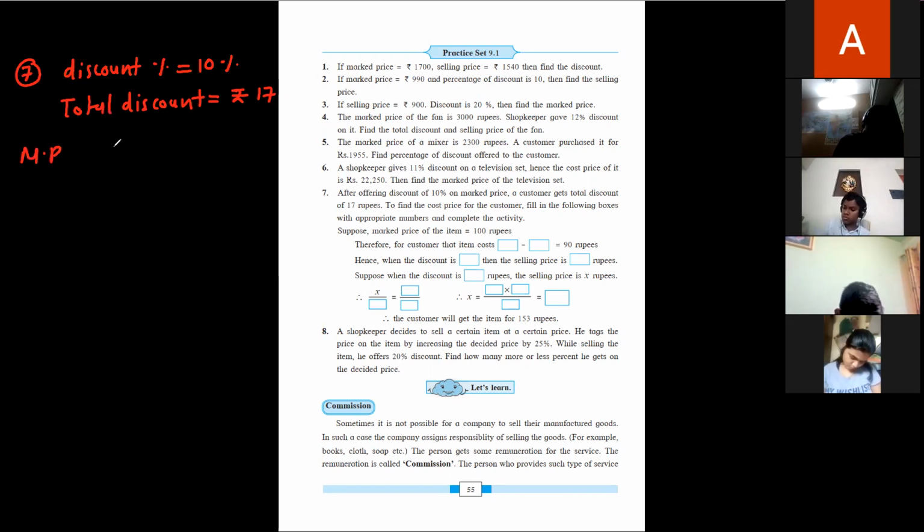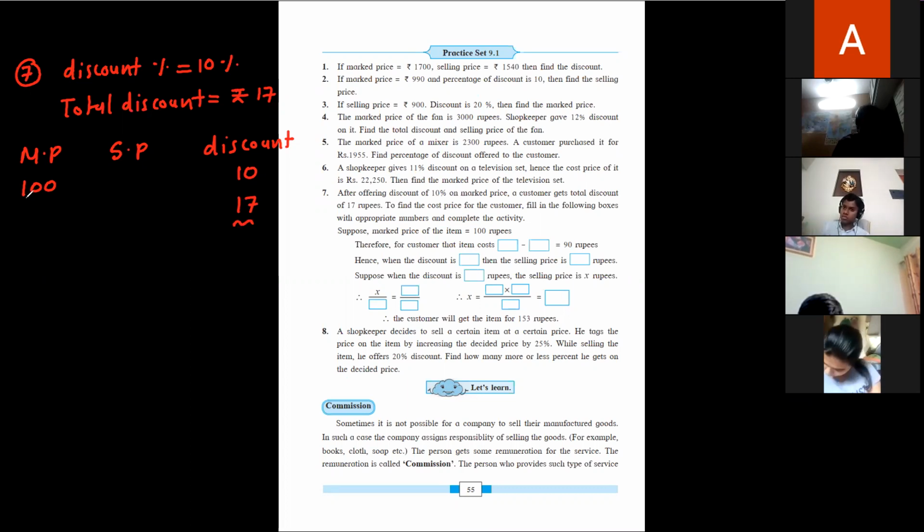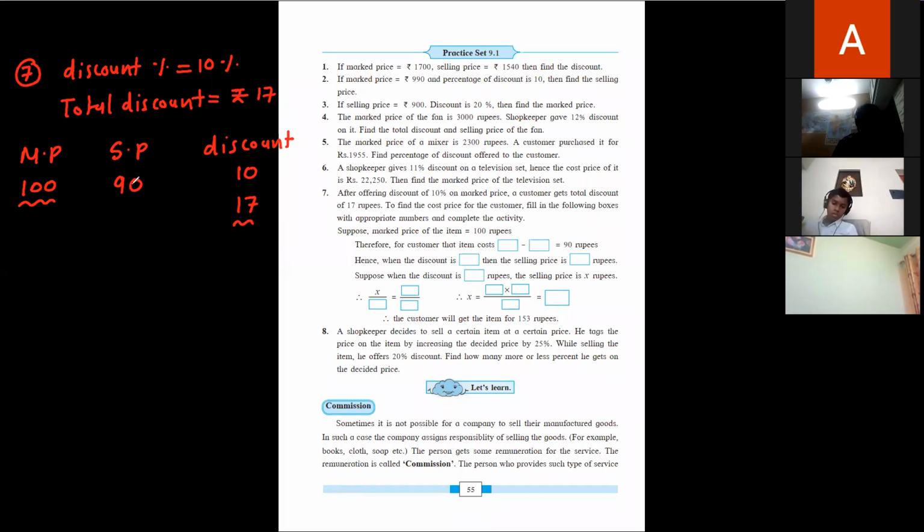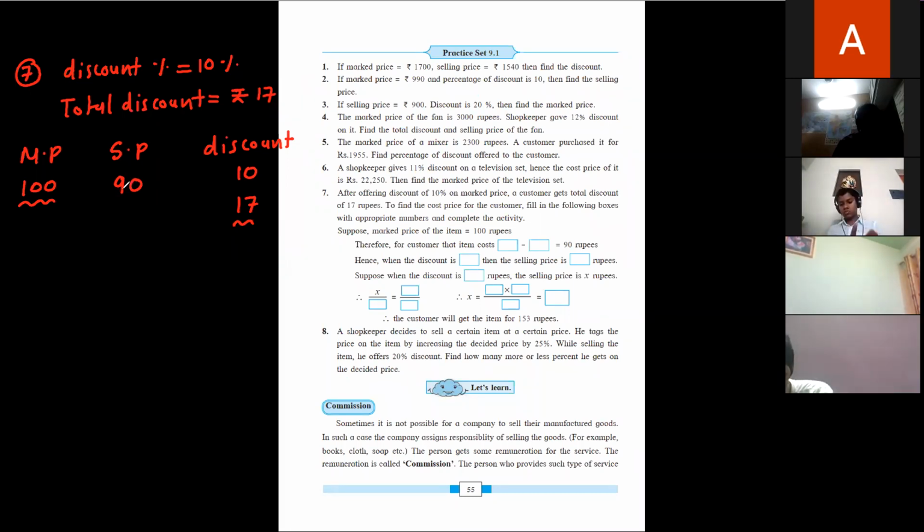We'll write mark price, selling price and the discount column. So we are given 10% discount. That means you'll get 10 rupees discount when the mark price is rupees 100. Also, we are given the total discount. The total discount will be what? 17. Same way, if your mark price is rupees 100 and your discount is 10 rupees, that means the selling price will be what? The selling price will be 90. We are asked to find out what? The cost price, or you can say the selling price.